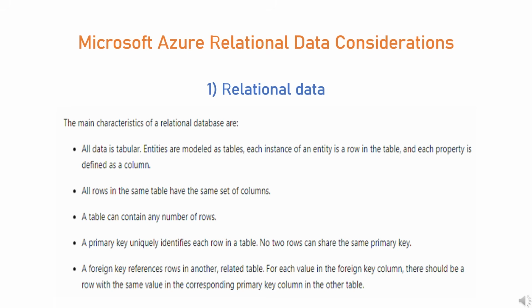A primary key uniquely identifies each row in a table. No two rows can share the same primary key. A foreign key references rows in another related table. For each value in the foreign key column, there should be a row with the same value in the corresponding primary key column in the other table.